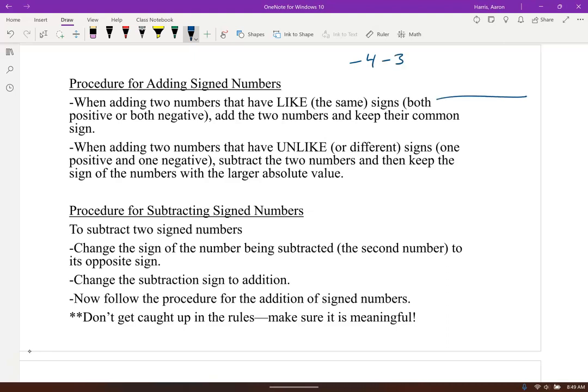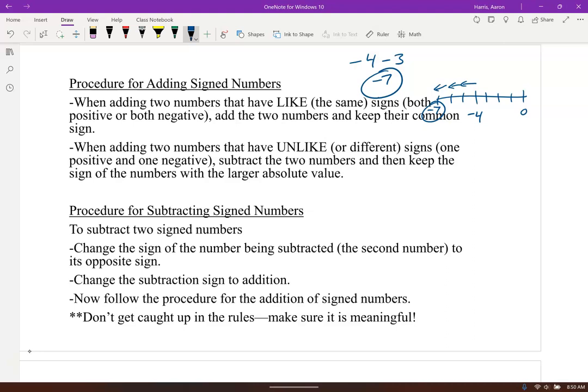Just to kind of model that, you're at -4 and you're subtracting 3. 1, 2, 3. So you end up at -7, right? -4 minus 3 is -7. Same sign, sum them up.